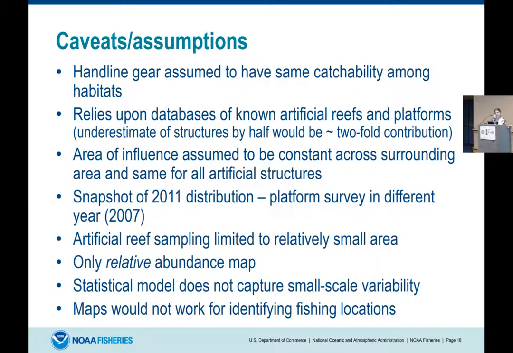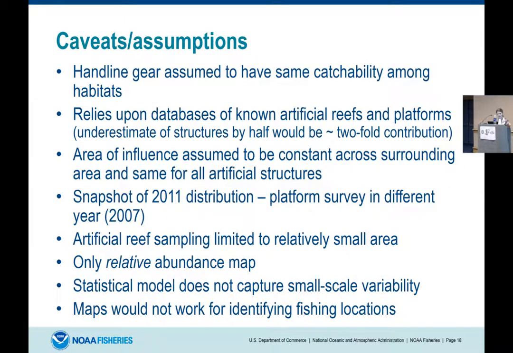Also, the area of influence was assumed to be constant across surrounding area and the same for all artificial structures. Obviously, if we had better data on how those densities are maintained as you go out from artificial structures or different types of oil rigs, we could incorporate that. Some of the things we saw today could actually be incorporated into this method. This is also a snapshot of the 2011 distributions, and the platform survey was actually done in a different year. It was done in 2007, so we had to use some information from the stock assessment to bridge between those years.